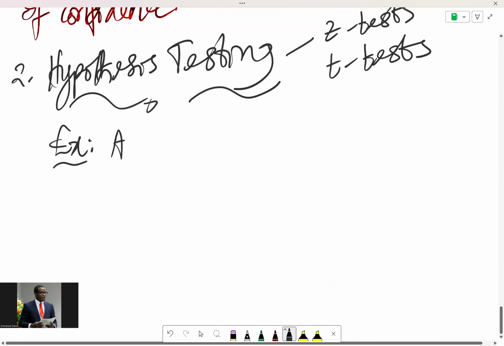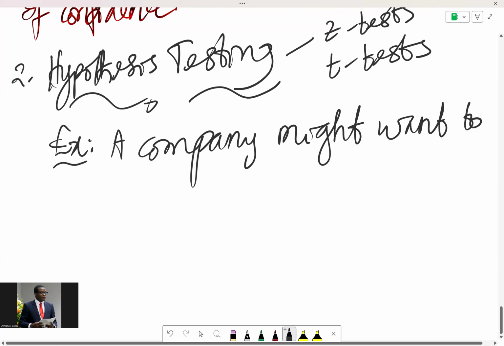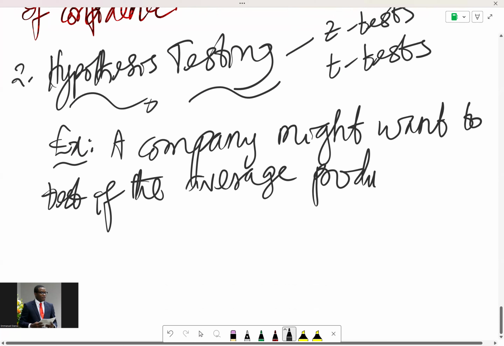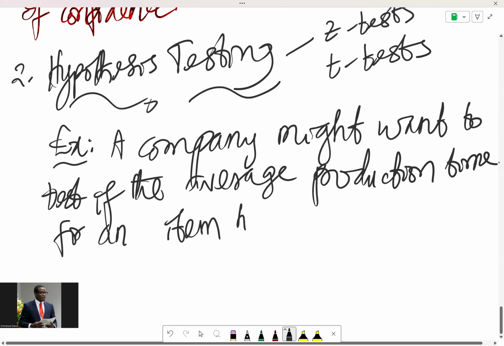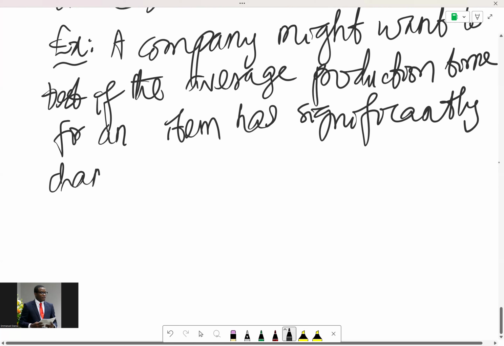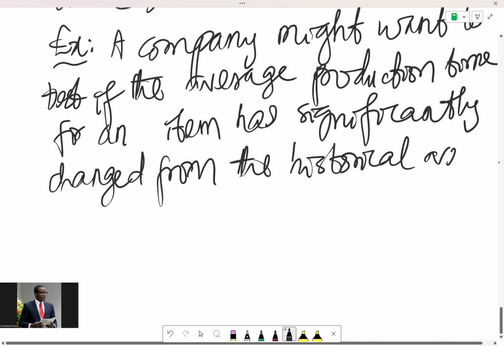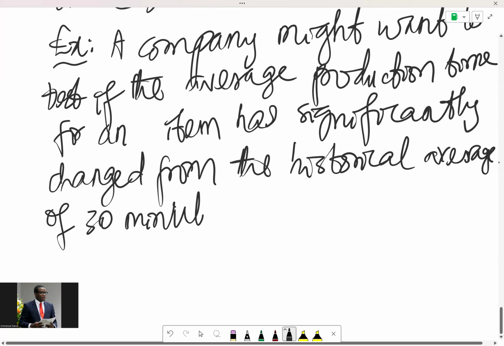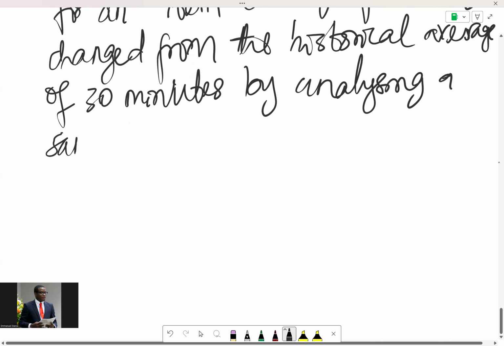A very good example is this: a company might want to test if the average production time for an item has significantly changed from the historical average of 30 minutes by analyzing a sample of recent productions.